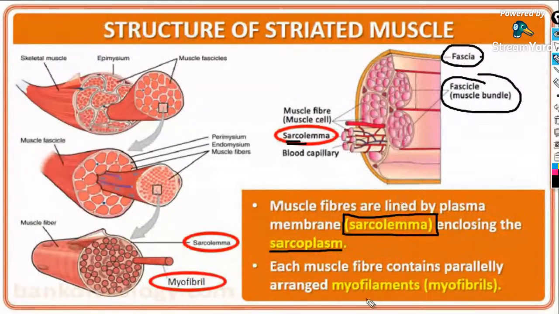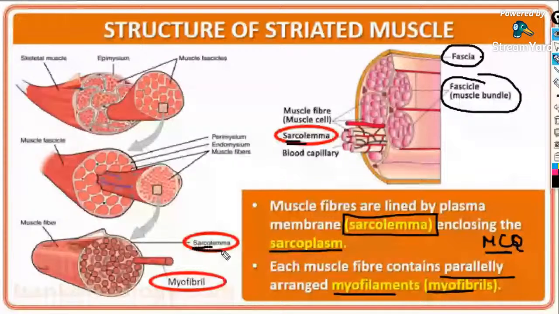Thank you so much. Each muscle fiber contains parallelly arranged myofibrils or myofilaments. Very important. That is an important property of the muscles. Clear? Sarcolemma is the plasma membrane. Then myofibrils or myofilaments are also present. Clear everybody?